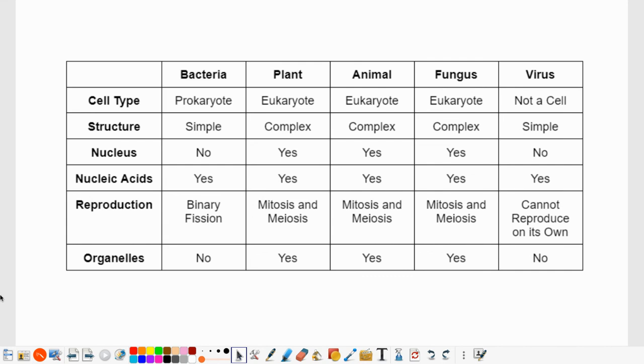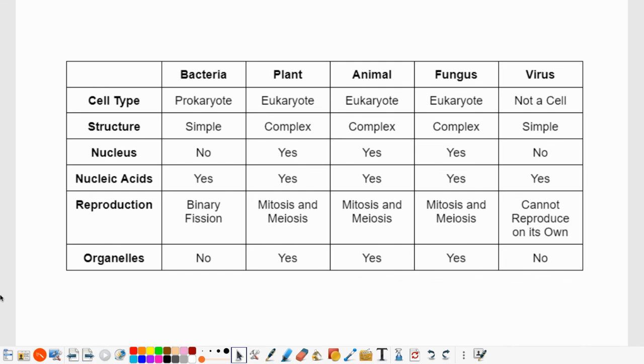First, as far as cell types are concerned, bacteria are our only prokaryotes. All plants, animals, and fungal cells, they're all eukaryotic. And remember, viruses are not a cell at all. They don't have any of the parts of a cell. They don't have cell membranes. They don't have a nucleus. They don't have any of the other organelles that we talked about. Structurally speaking, both the bacteria and the viruses are very simple structures. Not a whole lot to them.